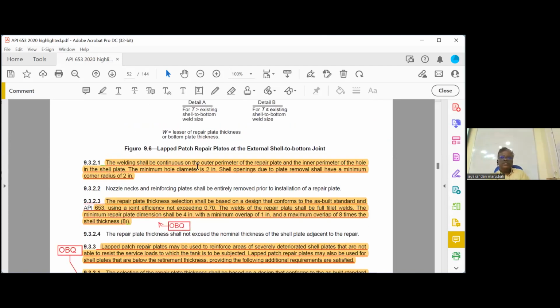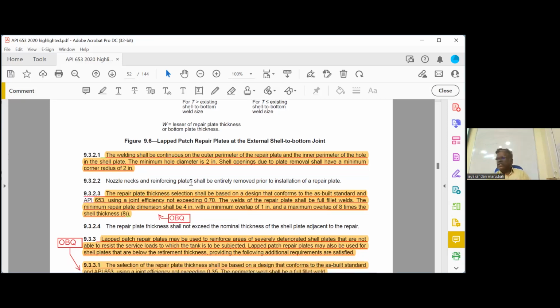The welding shall be continuous on the outer periphery of the repair plate and the inner perimeter of the hole in the shell plate. The minimum hole diameter is 2 inch. Shell opening due to plate removal shall have a minimum corner radius. See, always fillet weld 2 inch. It will repeat many times. Any fillet weld corner radius 2 inch. Any butt weld, what is the corner radius? 6 inch. Remember this.